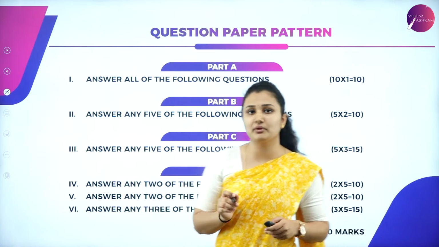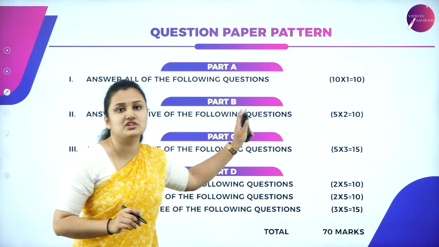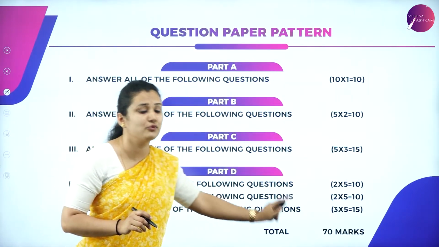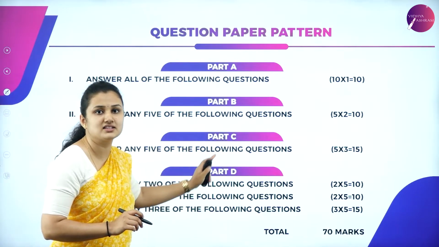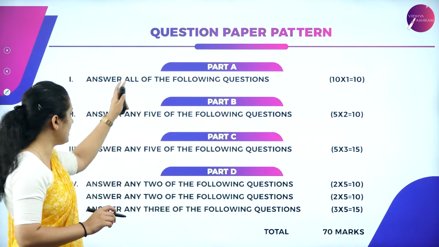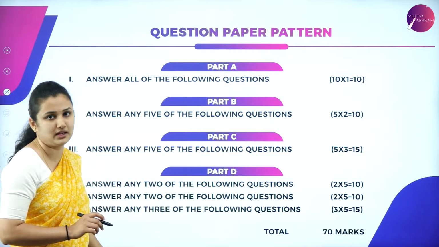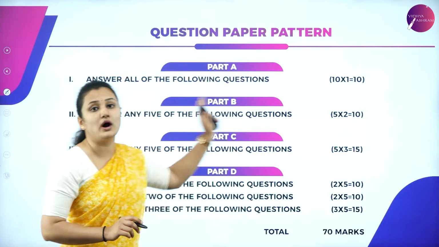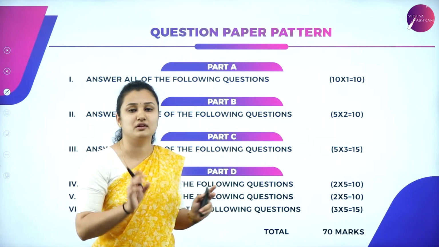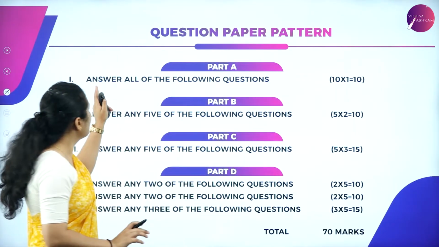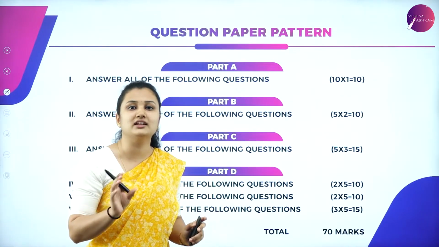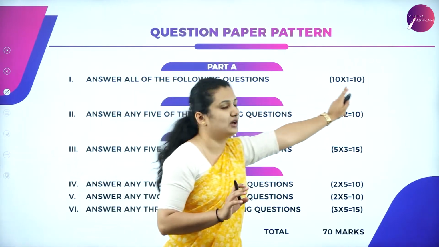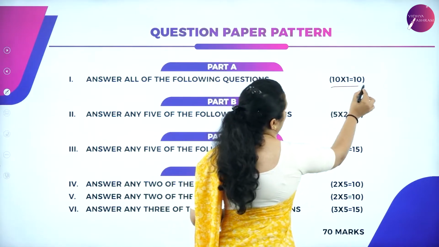Next, you have question paper pattern. This is the theory question paper pattern, students, which you will be writing for 70 marks. You will have 4 parts, part A, part B, part C, part D, with 6 mains, 1, 2, 3, 4, 5 and 6 mains. So in part A, it will be for 1 mark questions, wherein you will be answering in 1 sentence. So answer all of the following questions. There will be no choice in part A. All the 10 questions are compulsory. 10 into 1 will give you 10 marks here.